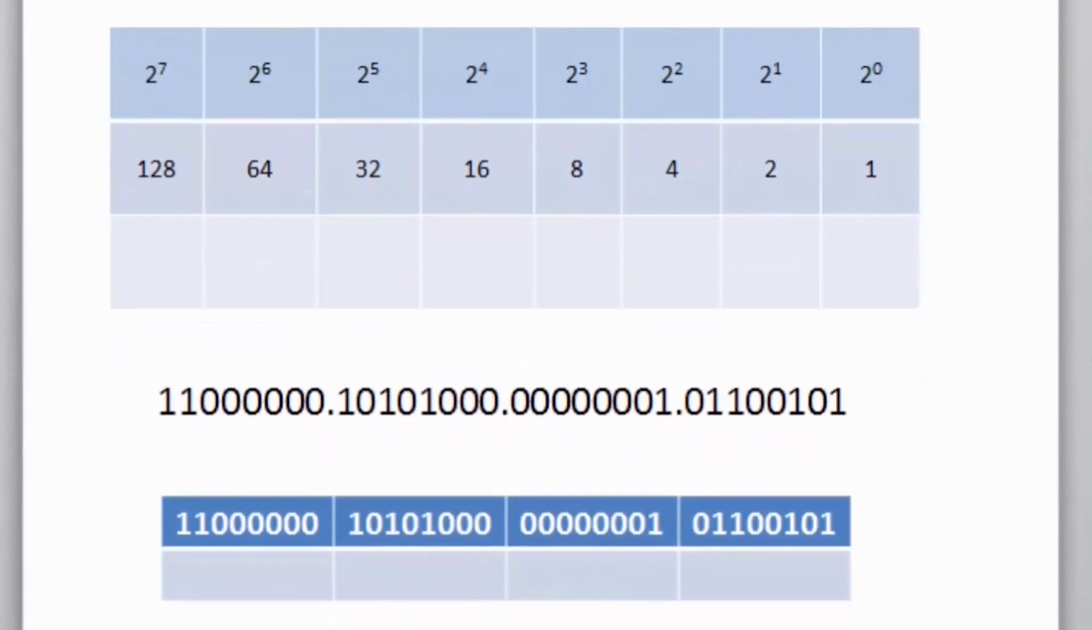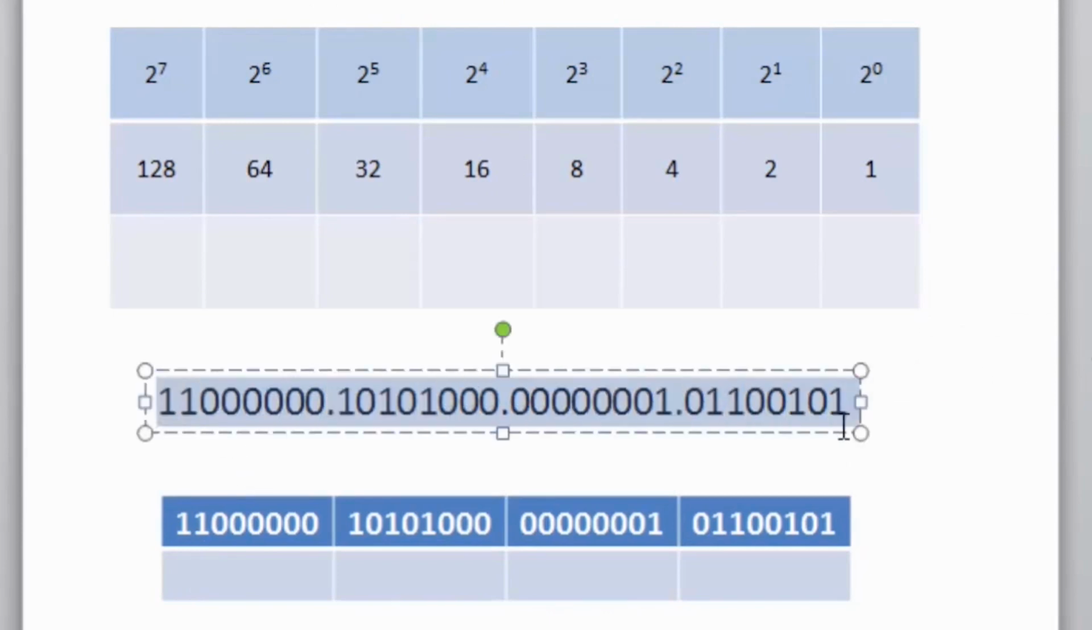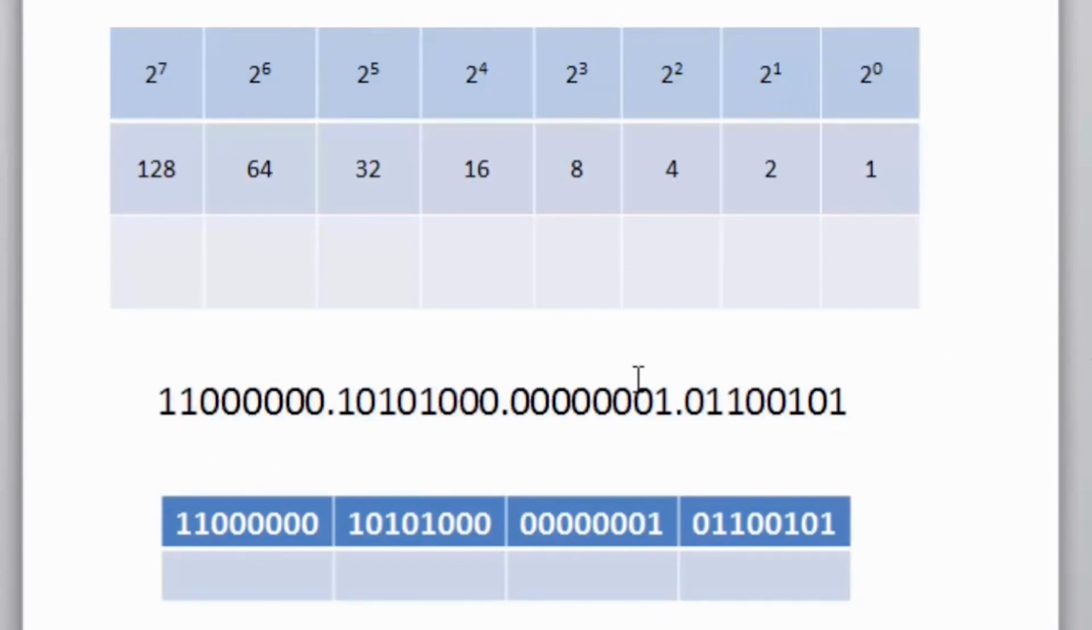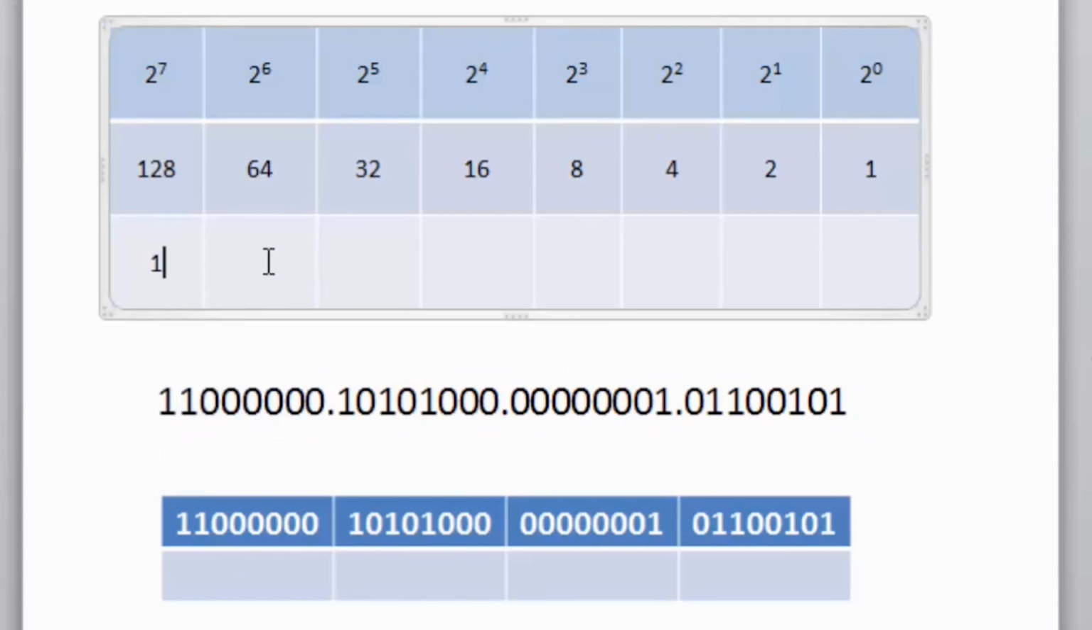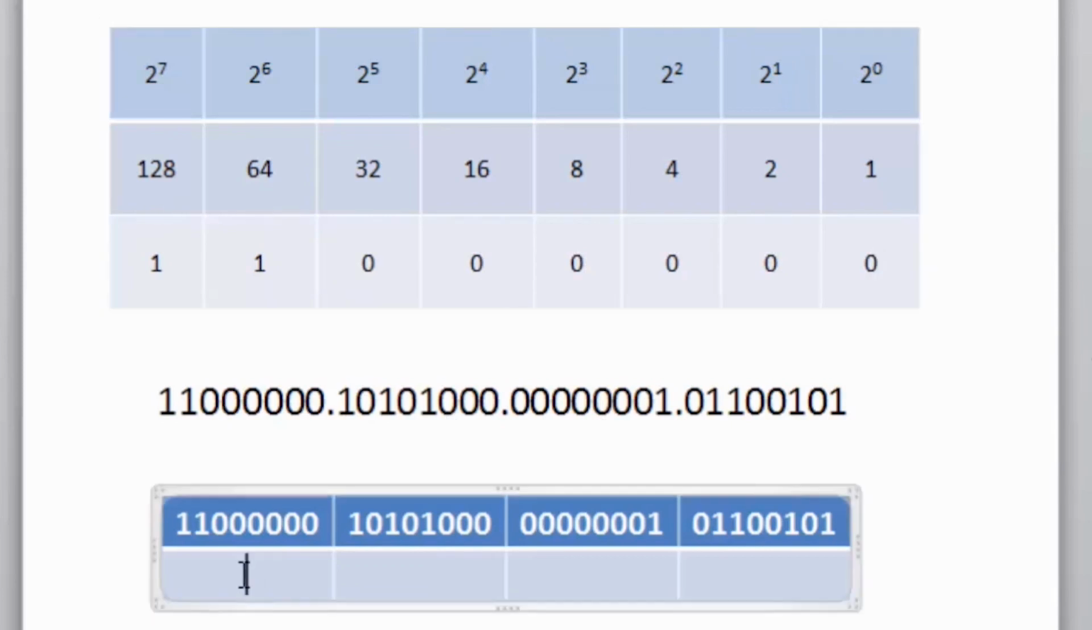I'll go to my next slide. And you can see in this next slide, I now have a 32-bit IP address, 4 octets, or 32 bits total. If I want to convert this binary IP address to decimal, all I need to do is count up each individual octet. Let's start with the first one right here. We can see that 1, 1, 0, 0, 0, 0, 0, 0. 128 plus 64 is 192.